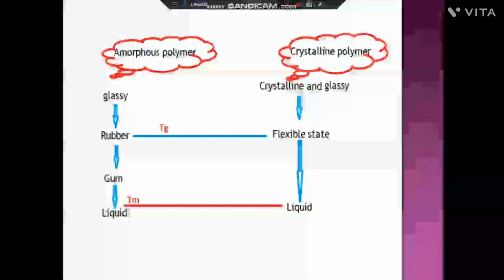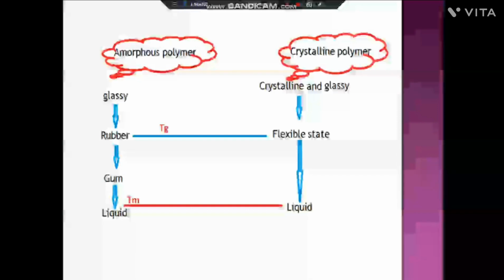Now let us compare the amorphous polymer and crystalline polymer behavior with respect to heating. The amorphous polymer crosses many stages: glassy to rubber, rubber to gummy state, and then finally to the liquid state. Whereas crystalline polymer comes across only the flexible state. Then it goes straight away to the liquid state.